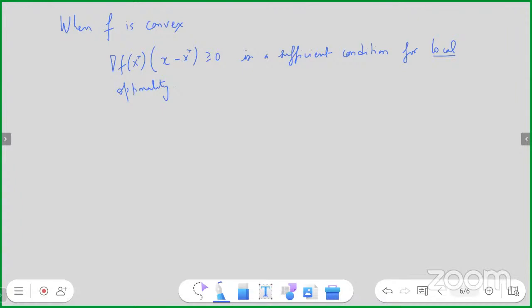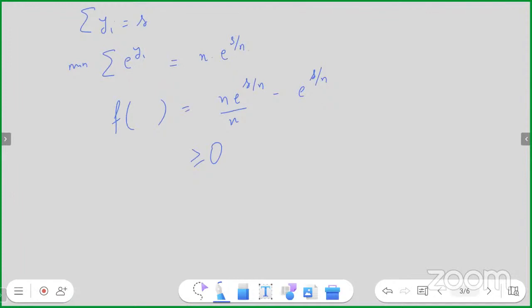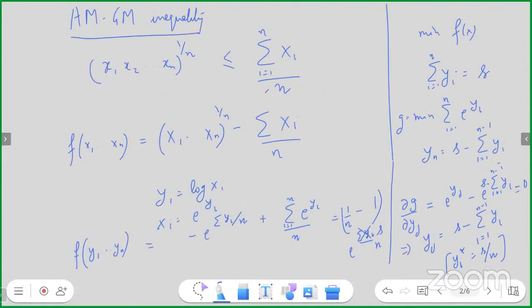Can we go back to the arithmetic geometric inequality? We want to show that this function is greater than or equal to 0. Now we learn something. Here we have to rename this parameter so that you can do unconstrained optimization. But now we know how to do constrained optimization as well.